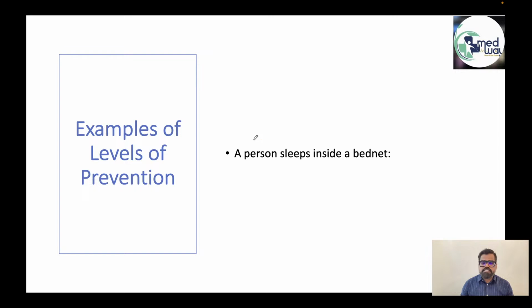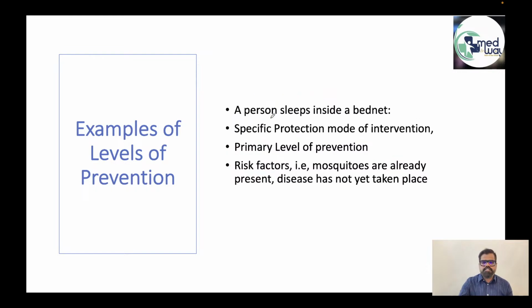Now a person sleeps inside a bed net. So the person is protecting himself or herself from mosquito bites. So this is what? Specific protection. You're protecting. So this is a specific protection, a mode of intervention. What level of prevention is it? Specific protection is a part of primary prevention. Let's see the answer. Yes. So we are doing specific protection and primary level of prevention.